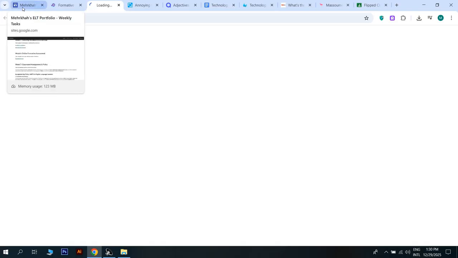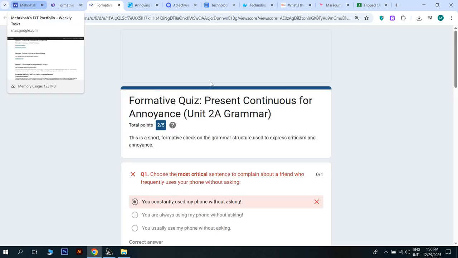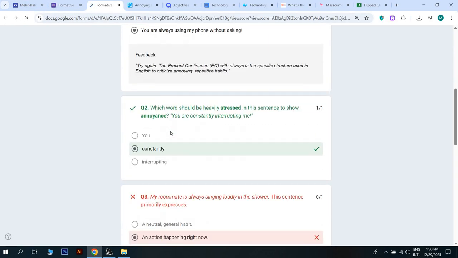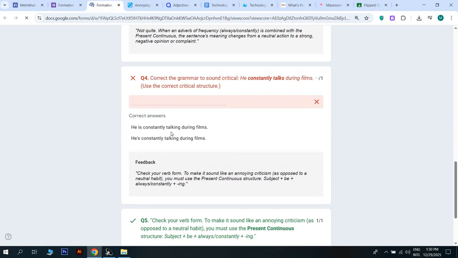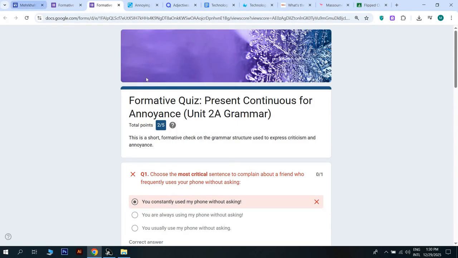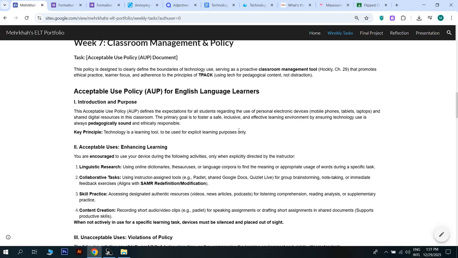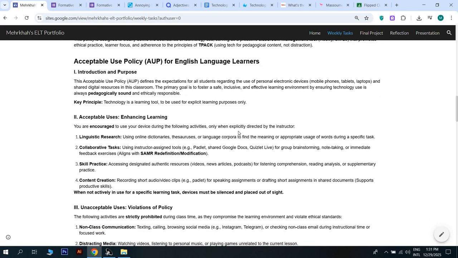Well, I think my score is not so good because I just checked the answers randomly. Oh, 2 out of 5. Okay, with some feedback, automatically generated by Google Forms. Excellent.